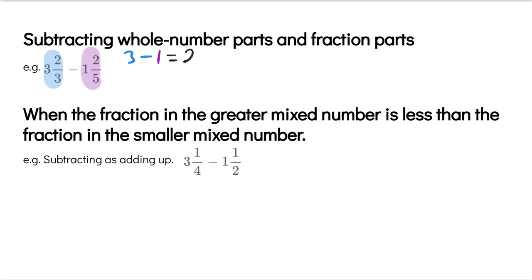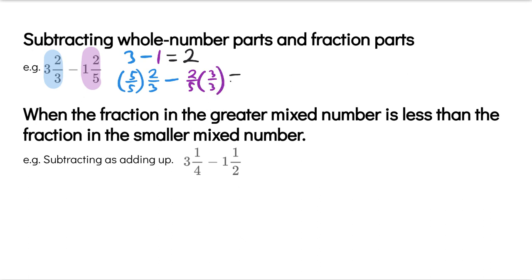So the first part is done. 3 take away 1 is 2. The next part's a little trickier because we need to rewrite these fraction parts so that they have equivalent fractions. So we're going to multiply the first one by 5 over 5. That's just multiplying by 1. And then we're going to subtract 2/5 times 3 over 3.